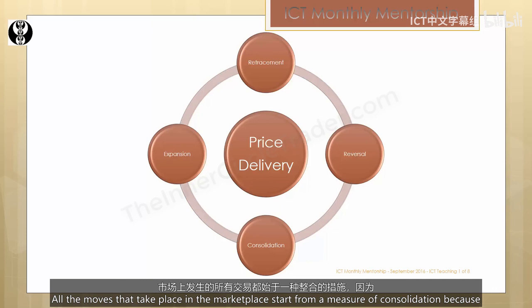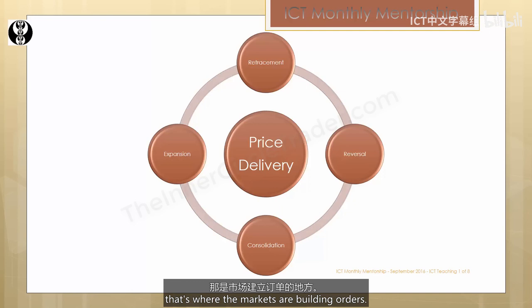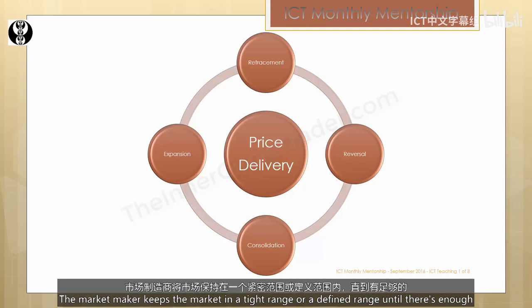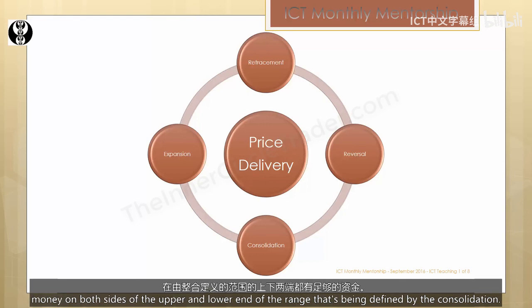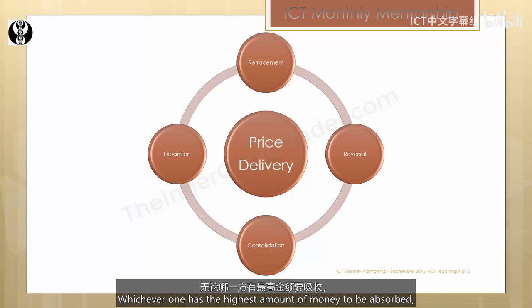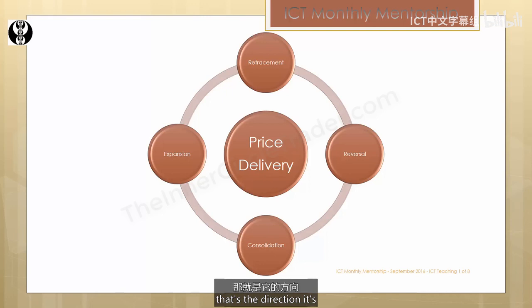All the moves that take place in the marketplace start from a measure of consolidation, because that's where the markets are building orders. So the market maker keeps the market in a tight range or a defined range until there's enough money on both sides of the upper and lower end of the range that's being defined by the consolidation. Whichever one has the highest amount of money to be absorbed, that's the direction it's going to move in. We don't always know what that is, but we wait for the expansion.